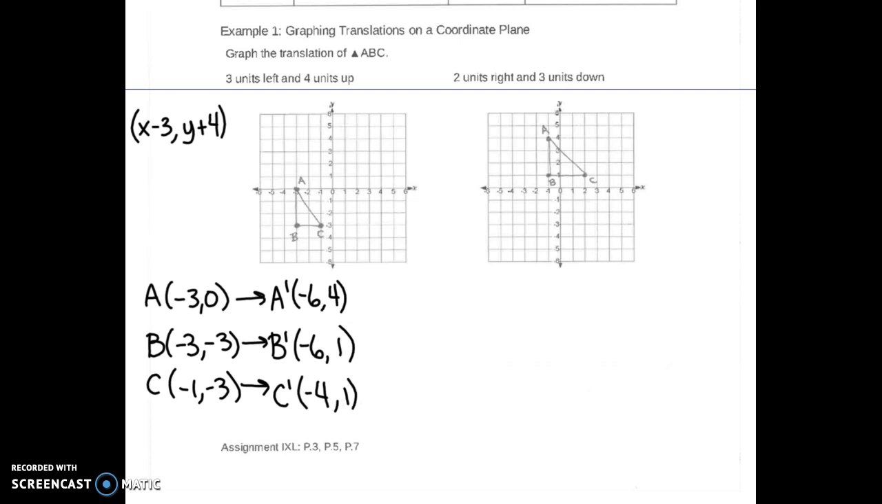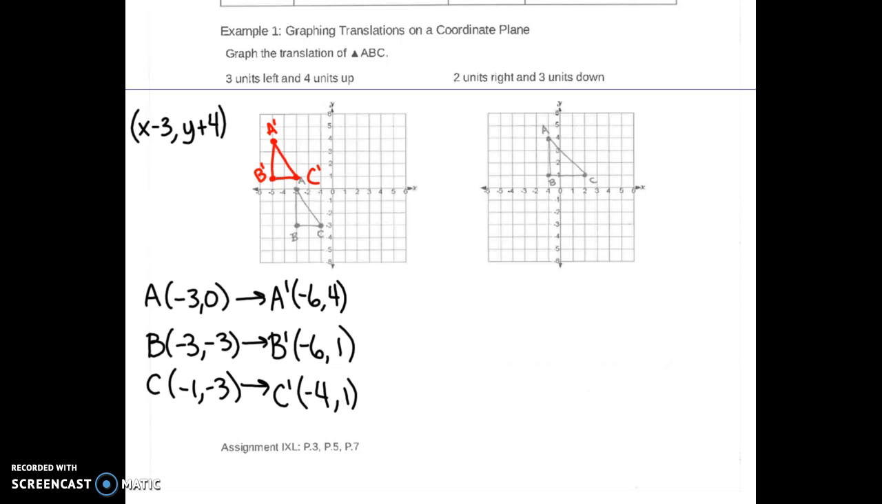Let's go ahead and graph these new points. So negative 6, 4. And that's A prime. Negative 6, 1. And that's B prime. Negative 4, 1 is right here. Sorry, just having trouble reading it. And that's C prime. So that's our new figure.